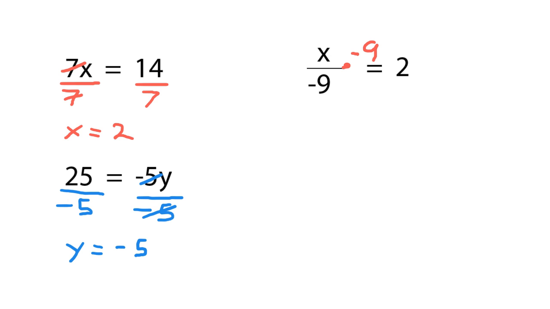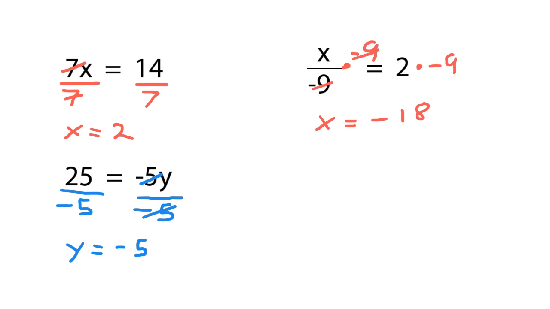Opposite of dividing is multiplying. So we're going to multiply to get rid of these negative 9s. Therefore, I have to go across the equation and multiply by negative 9 here as well. And I can rewrite this as x is equal to negative 18 because 2 times negative 9 is negative 18.